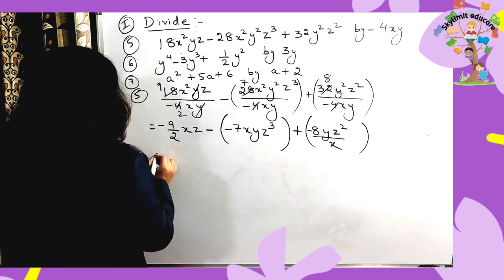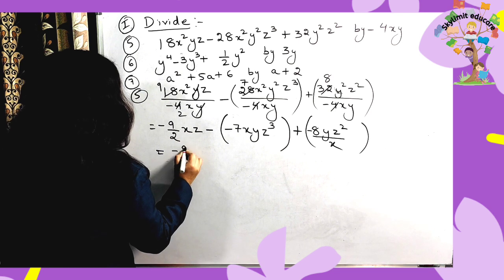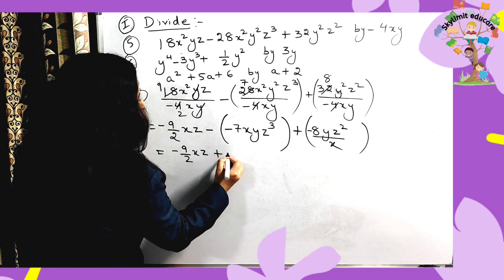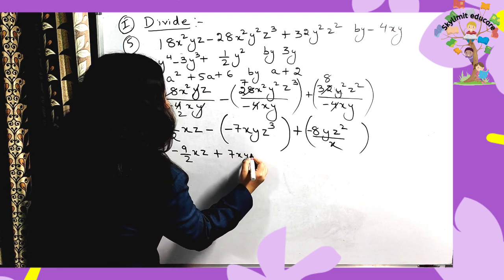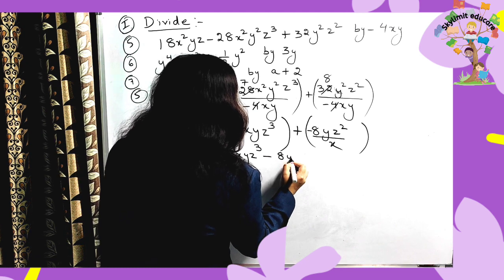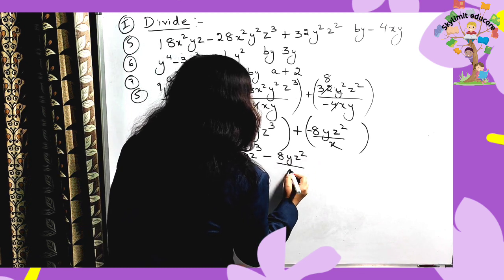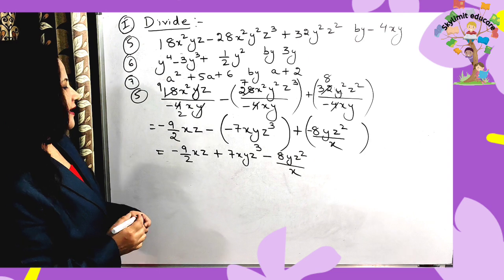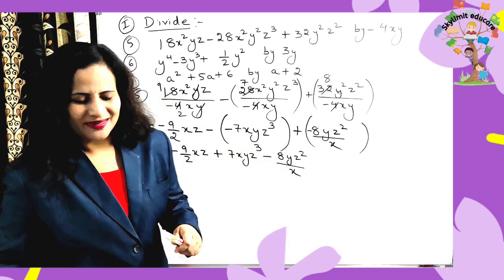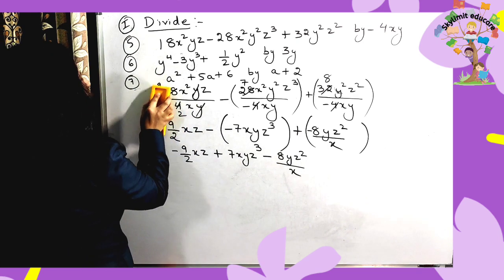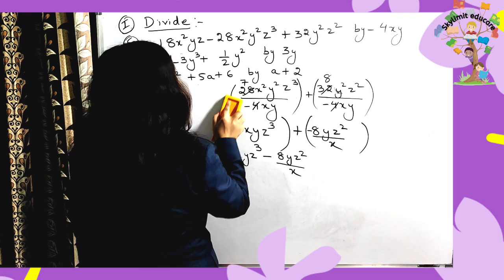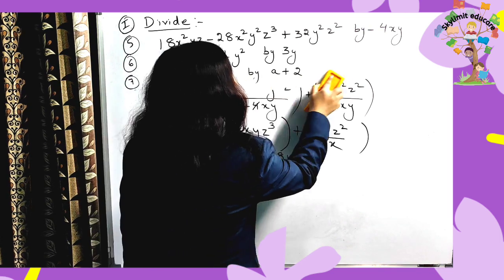Right? Now, minus 9 by 2 xz, minus to minus, plus 7xyz whole cube, plus multiply to minus, minus 8yz square by x. No like terms. So, this is your answer. Okay? So, let us solve the next question quickly. Please, you can pause the videos and see the procedure. Don't get confused.